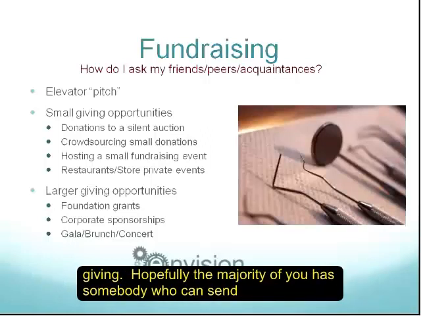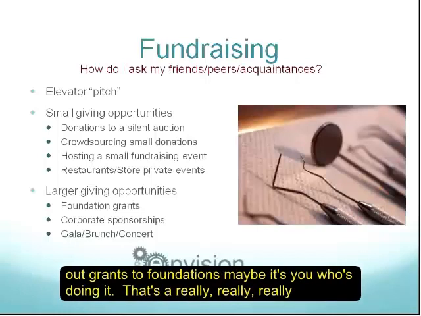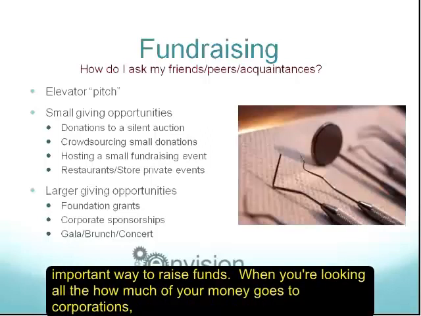So I think I was done with the small giving. Let me go to larger giving. Hopefully the majority of you have somebody in your office who can send out grants to foundations. Maybe it's you who's doing it. That's a really, really, really important way to raise funds.